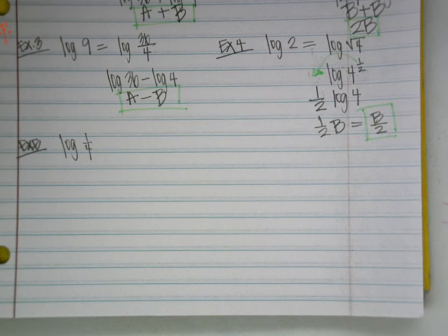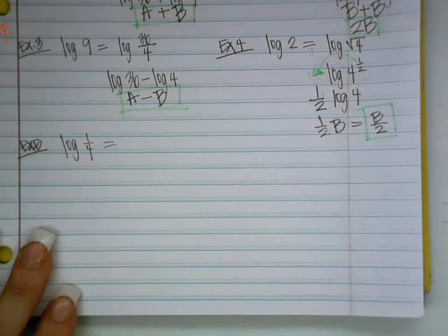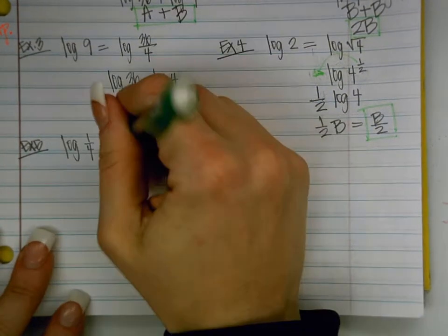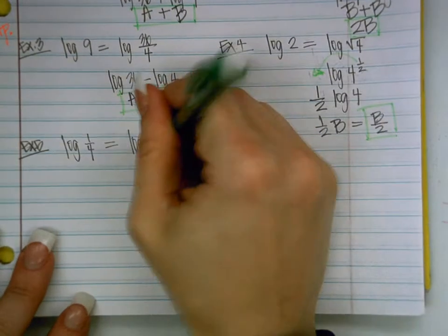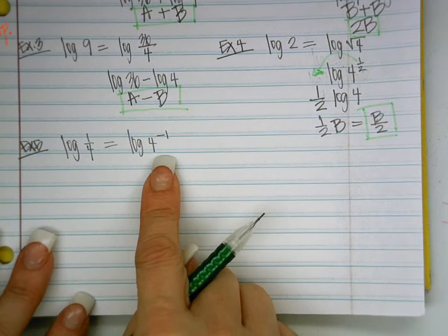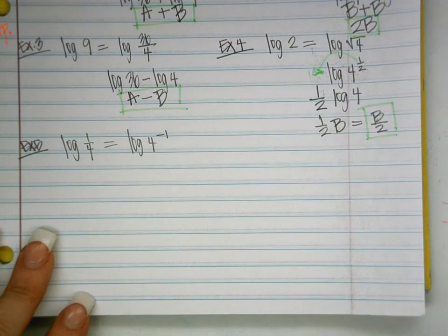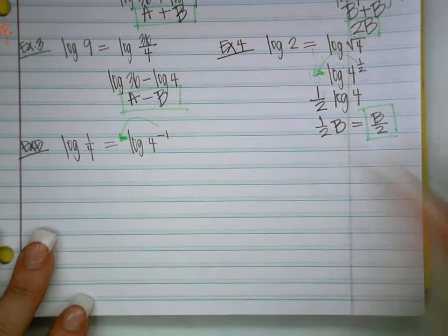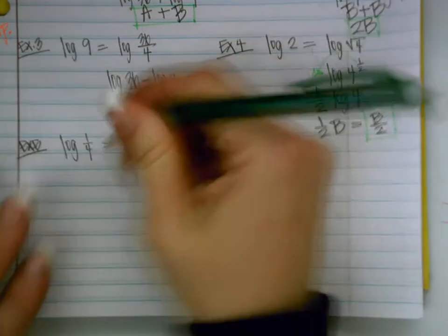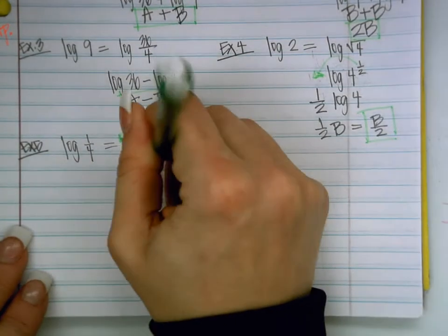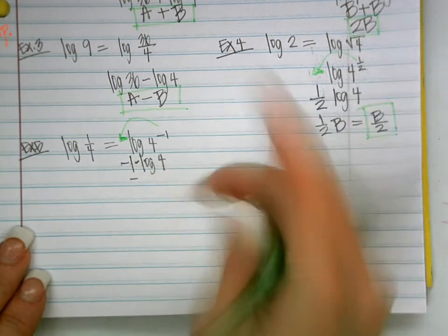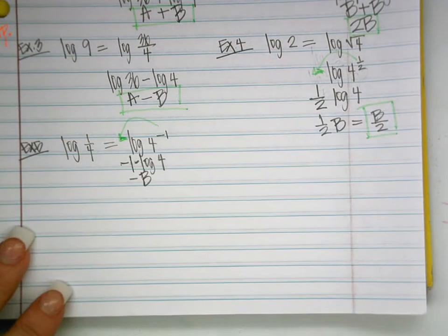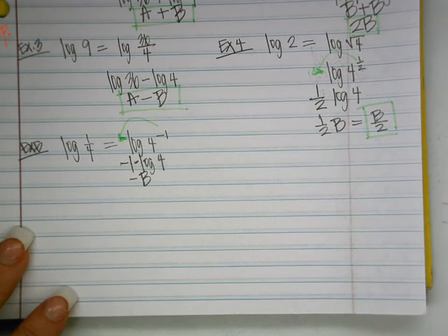How could I use exponents to make log of 1/4? 4 to the what power? -1 power, okay? Then, what do I do with this exponent? Walk it to the front. -1 multiplied by log 4. If you multiply this negative, multiplies by what's log 4? b. Negative b. It's not 1 minus b. It's -1 multiplied by b. So your actual answer here is -b, and that's it.